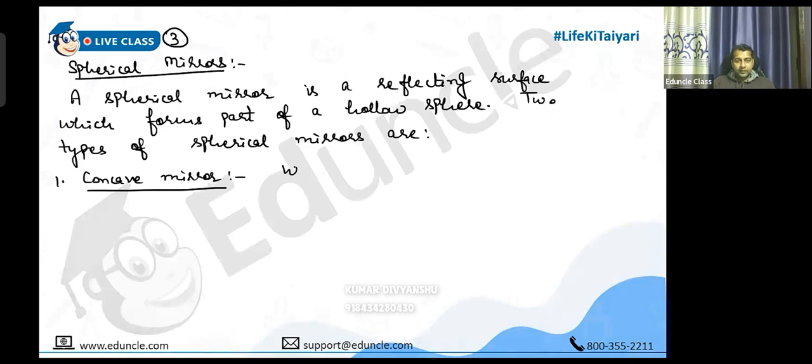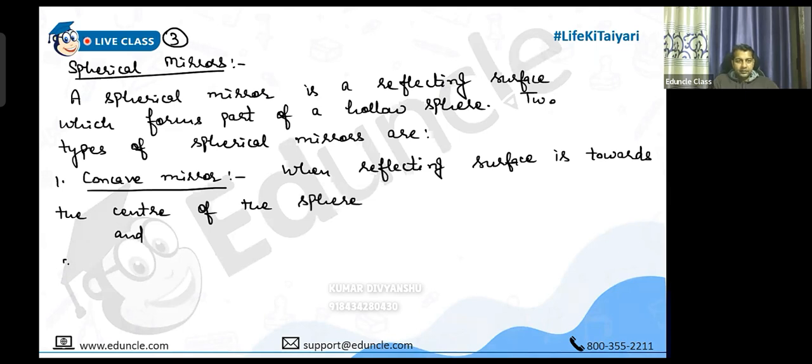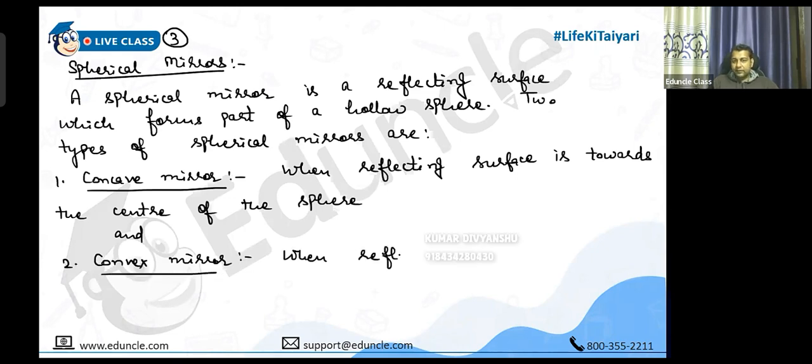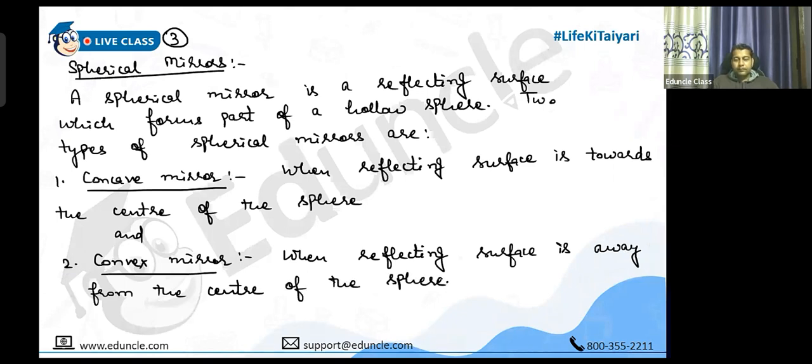In a concave mirror, the reflecting surface is towards the center of the sphere, and in the case of a convex mirror, the reflecting surface is away. Please check.